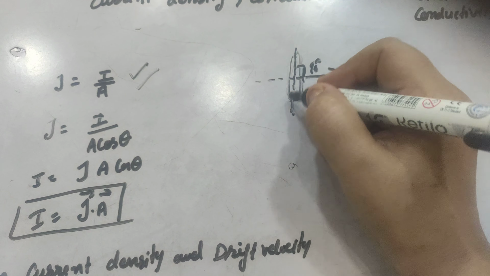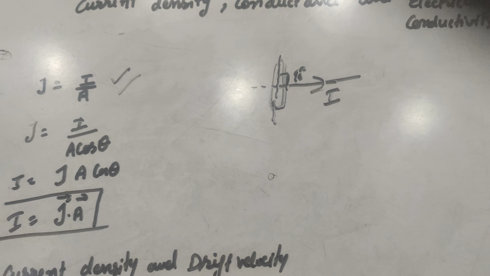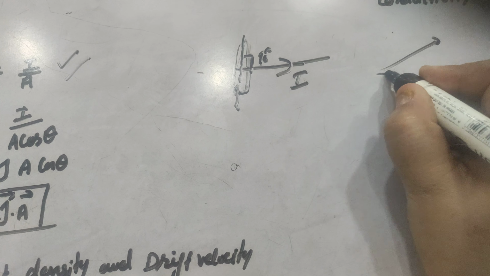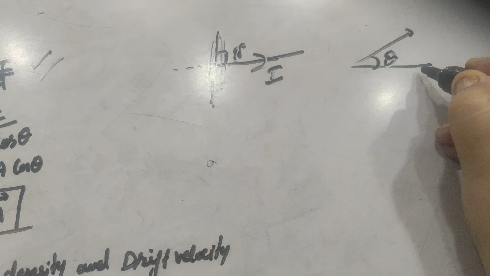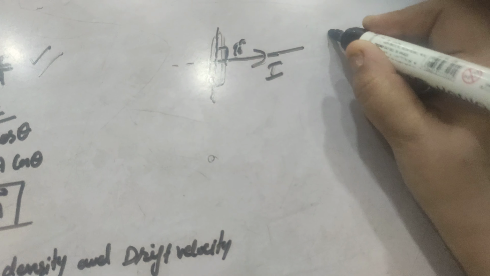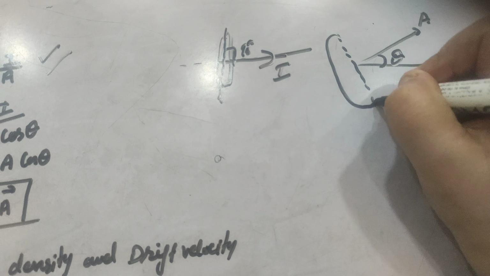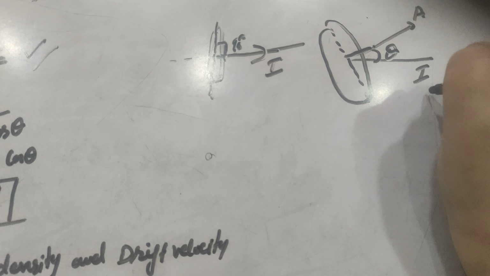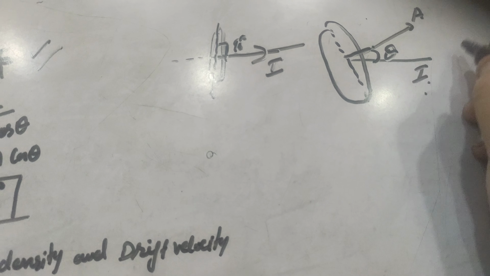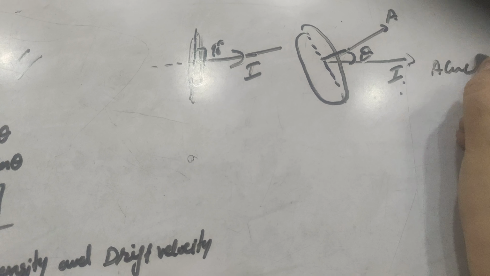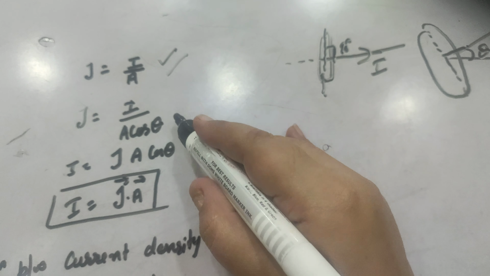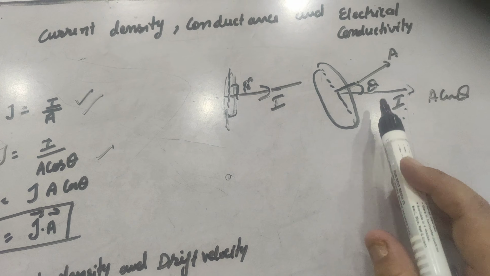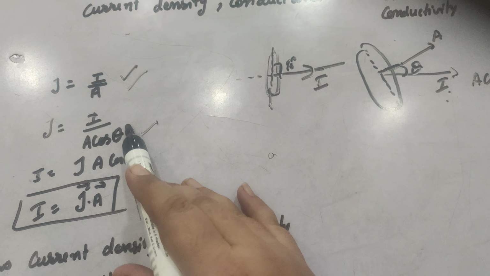Now suppose this area is not kept in a direction at 90 degree to the current. In this case, let us consider the area is kept at an angle theta with the direction of current, right? Area here we are talking about, since we know that the angle between the current and area is the angle between the normal to the area and the direction of current. So this component will become a cos theta. In this case we can write J is equal to I upon a cos theta, right? Because in this case how much current will flow through it will be I into a cos theta. So I upon a cos theta.